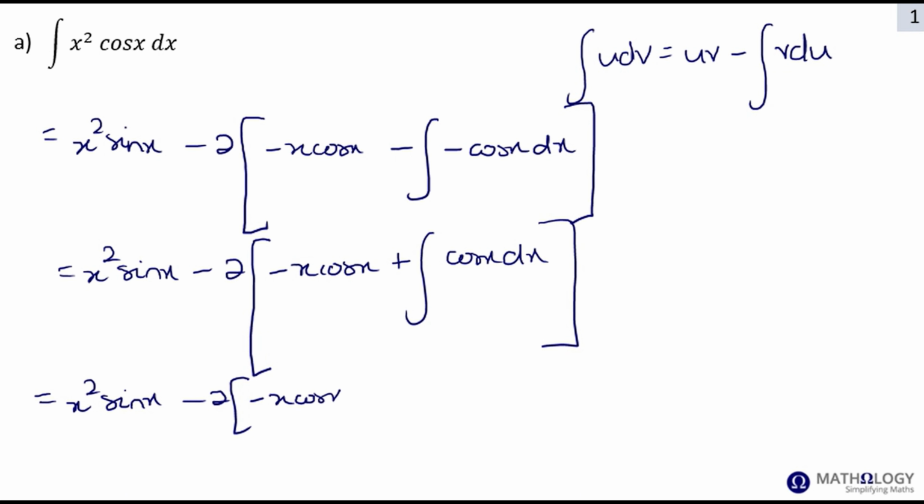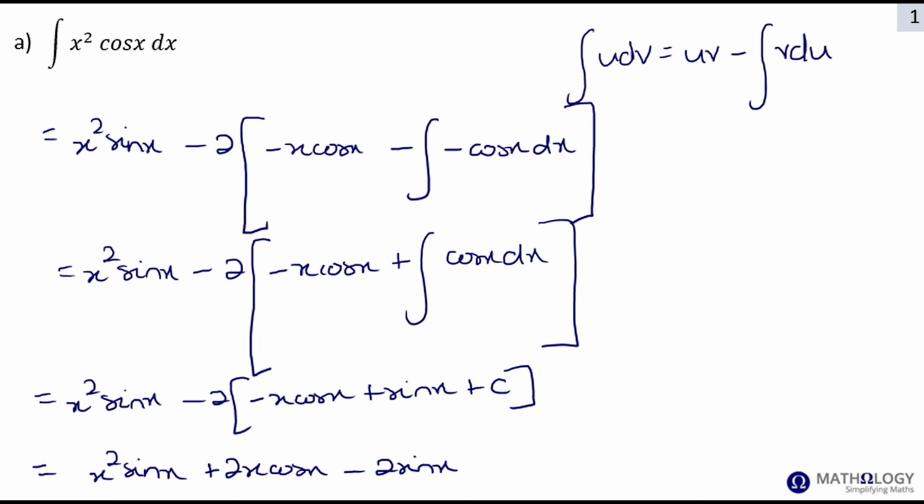and that equals x squared sin x minus 2 times minus x cos x. The integral of cos x is sin x, and we need to add the integration constant as well. And now we can bring this 2 into those brackets. So x squared sin x plus 2x cos x minus 2 sin x minus 2 times the arbitrary constant is another arbitrary constant. And this is the answer.